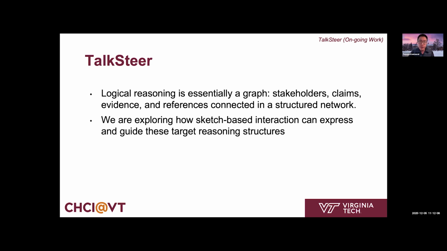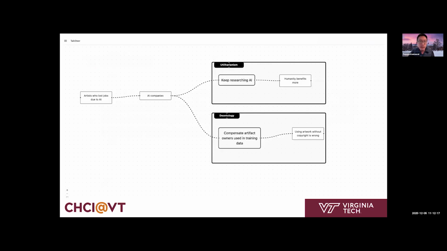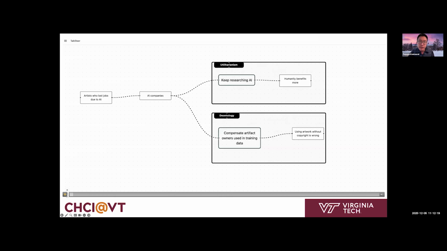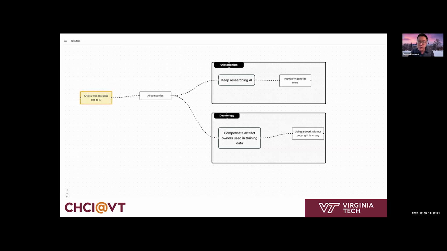We are exploring how we can use sketch-based interaction to help express and guide groups to meet the target reasoning structure at scale. So a quick demo of this is on the instructor interface. The user can see the current target reasoning structure. When a group starts talking, the component will turn yellow. And when the group finishes talking about that component, it will turn green.